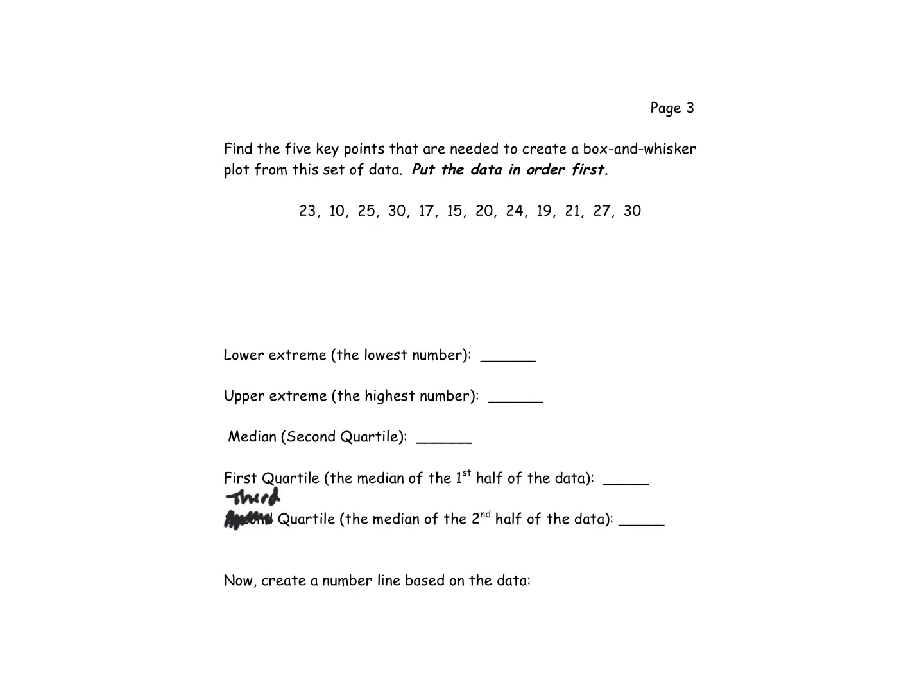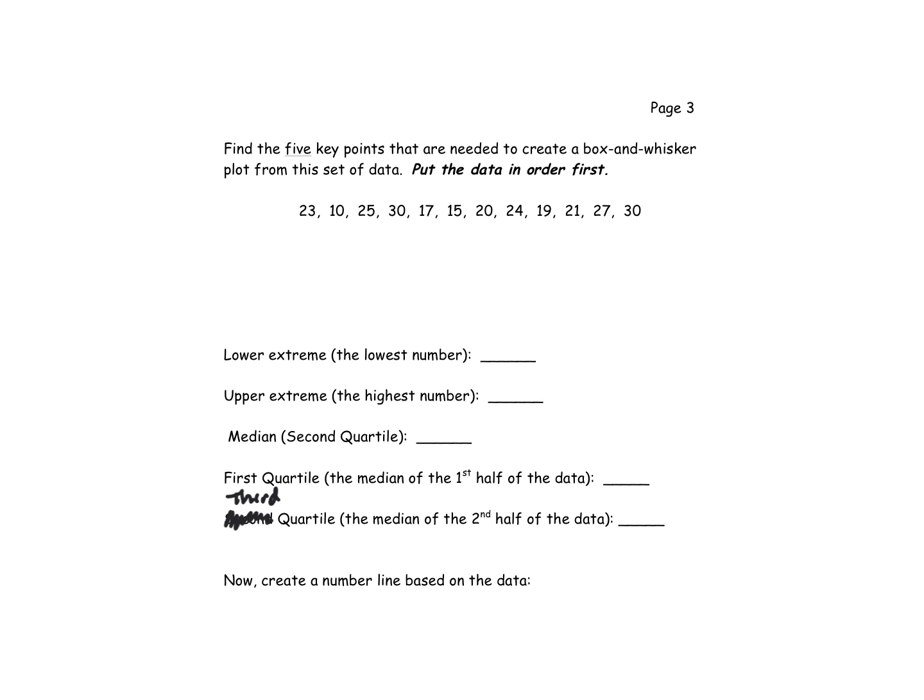In order to construct a box and whisker plot, we need to find the 5 key points that we mentioned that are needed to create the box and whisker plot from our data set. And here's our data set we're going to work with. It's extremely important to put the data in order first because we're working with medians.